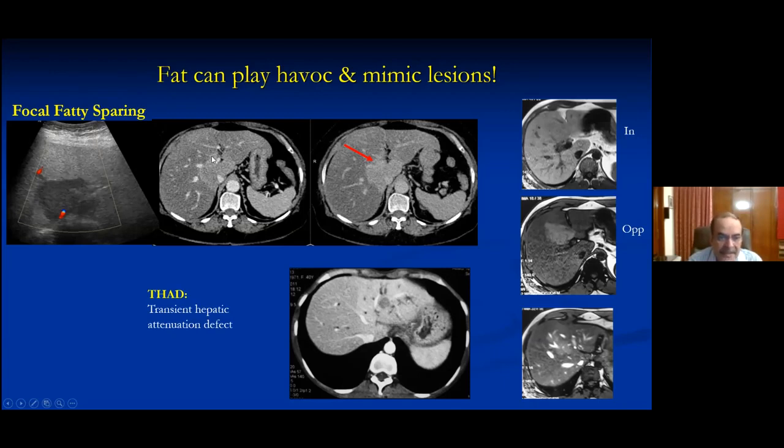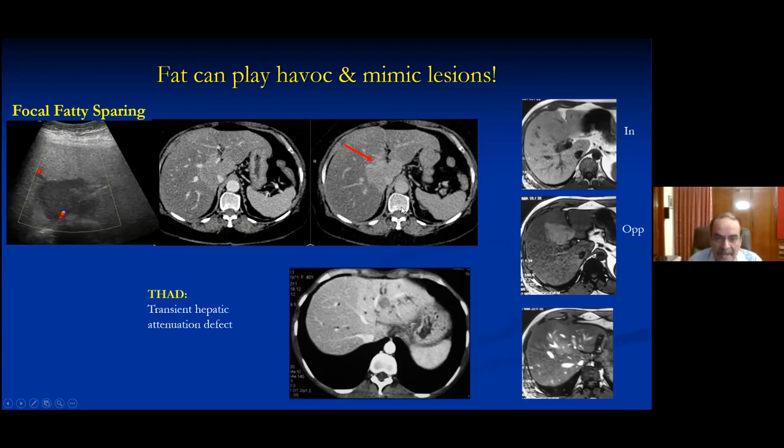This area in the center of the liver was relatively hyperdense, but had blood vessels coursing through it. So this is nothing but focal fatty sparing, right? The background liver is fatty, and this is an area where you have focal fatty sparing. It can mimic a space-occupying lesion, and you need to be very careful in trying to diagnose this.